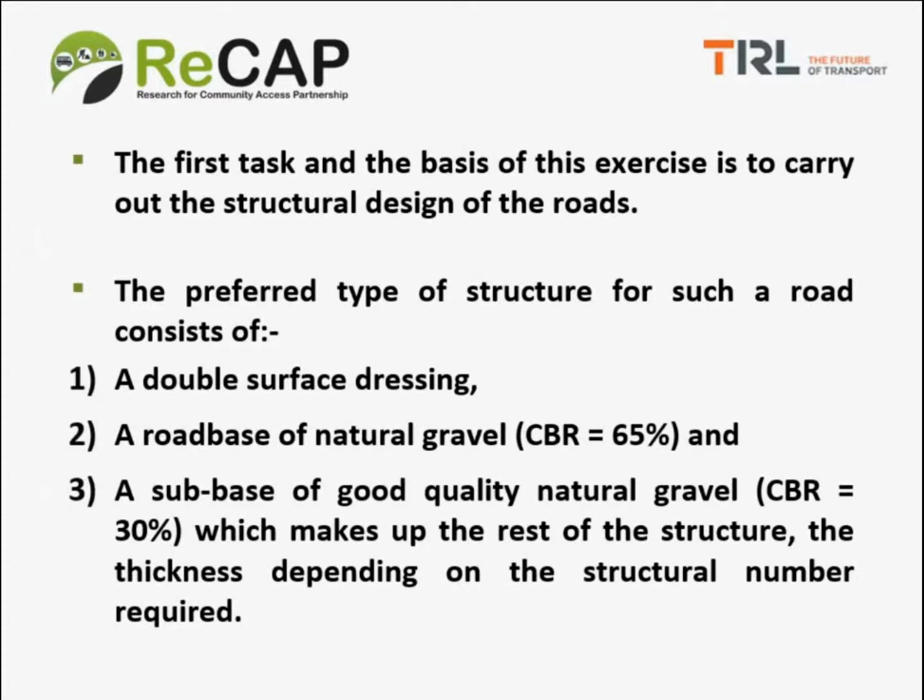Exercise 1, returning to it: the first task and the basis of the exercise is to carry out the structural design of both roads. The preferred structural type for such a road consists of a double surface dressing, a road base of natural gravel, typically with a CBR of around 65%, and a sub base of relatively good quality natural gravel with a CBR of somewhere around 30%. And we can make up the rest of the structure with the sub base, assuming that the rest of the road is satisfactory. So we will first of all use the Ashtone method.